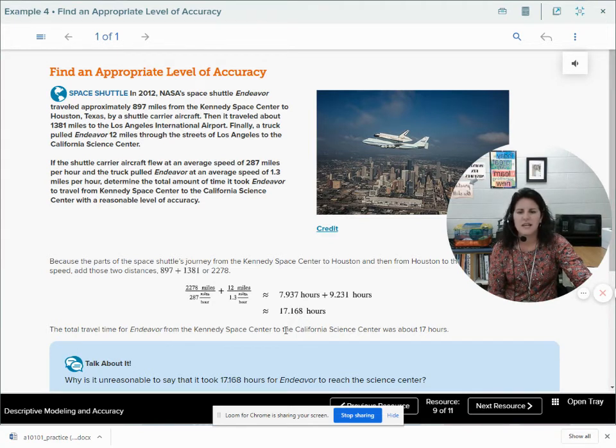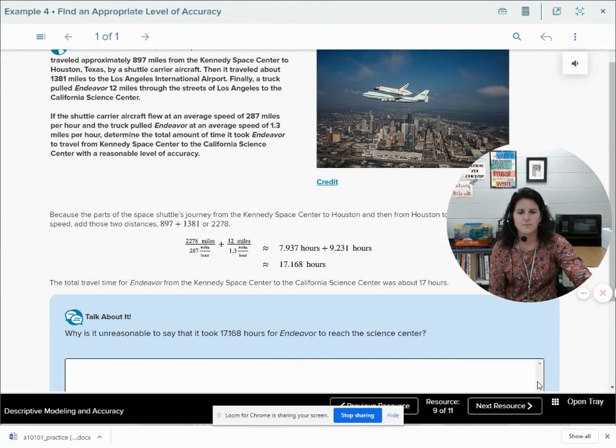Who goes around saying, I traveled 17.16 hours to reach my destination? No one says that. We would round down. We would say, it traveled for approximately 17 hours. So the total travel time for the Endeavour was about 17 hours.